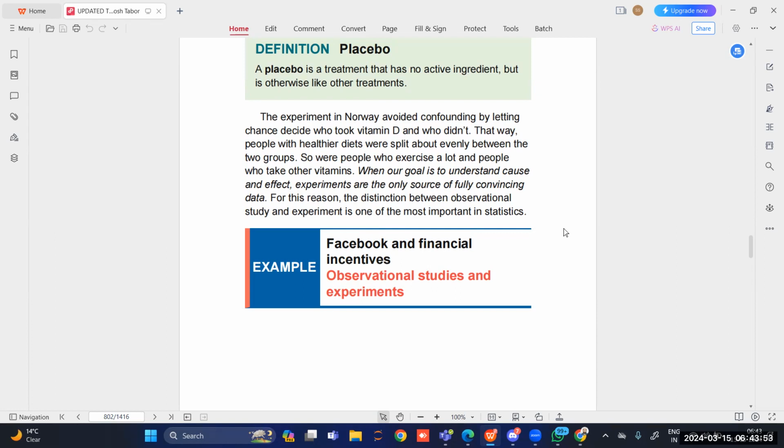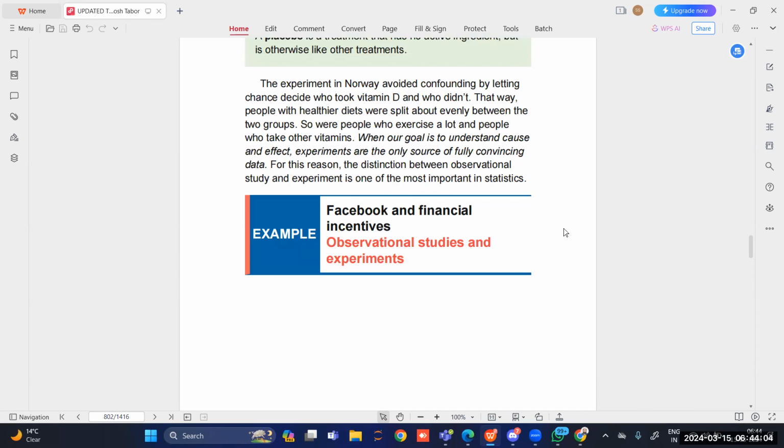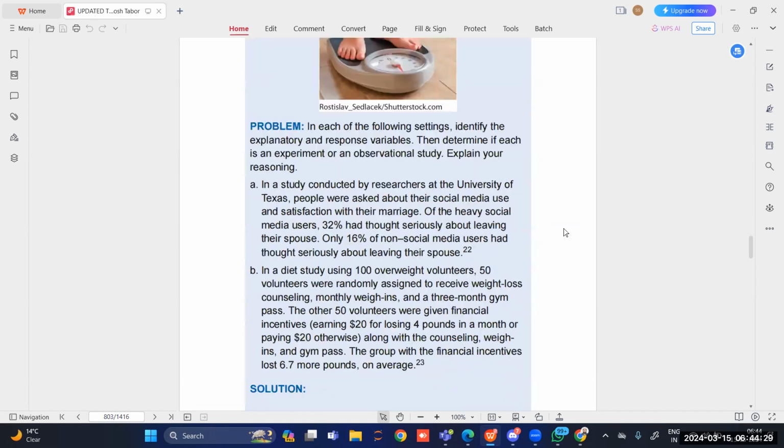The experiment in Norway avoided confounding by letting chance decide who took vitamin D and who didn't. That way, people with healthier diets were split about evenly between the two groups, as are people who exercise a lot and people who take other vitamins. When our goal is to understand cause and effect, experiments are the only source of fully convincing data. For this reason, the distinction between observational study and experiment is one of the most important in statistics. So in an observational study there are different factors that are affecting the data, but in experiments they do not. So that's the thing.